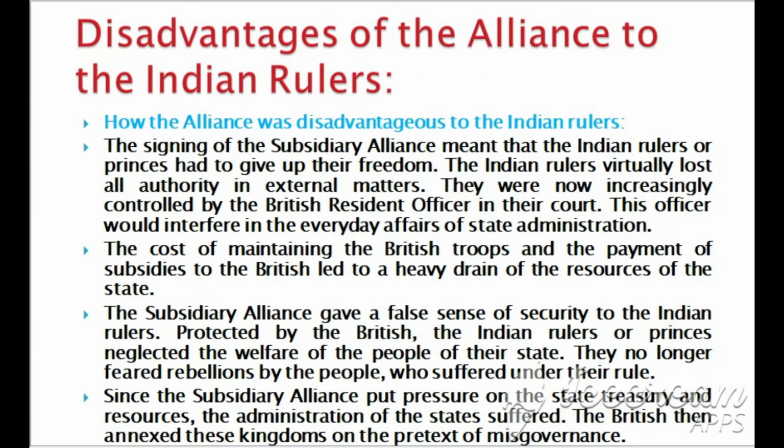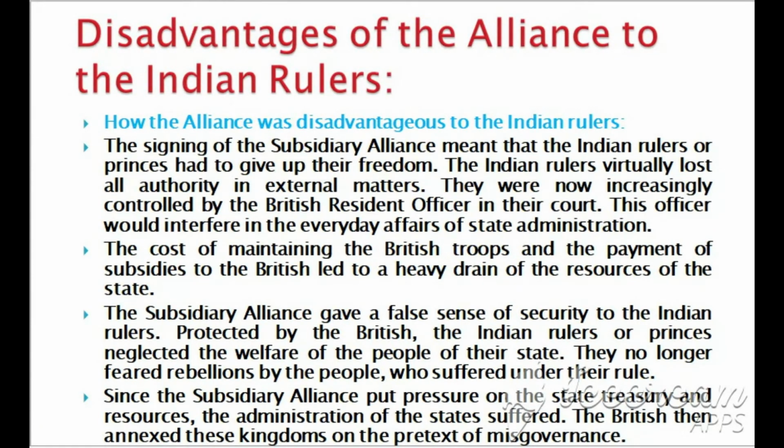This alliance had a lot of disadvantages for the Indian rulers. The signing of the subsidiary alliance meant that the Indian rulers or princes had to give up their freedom. The Indian rulers virtually lost all authority in external matters. They were now increasingly controlled by the British resident officer in their court. This officer would interfere in the everyday affairs of state administration.